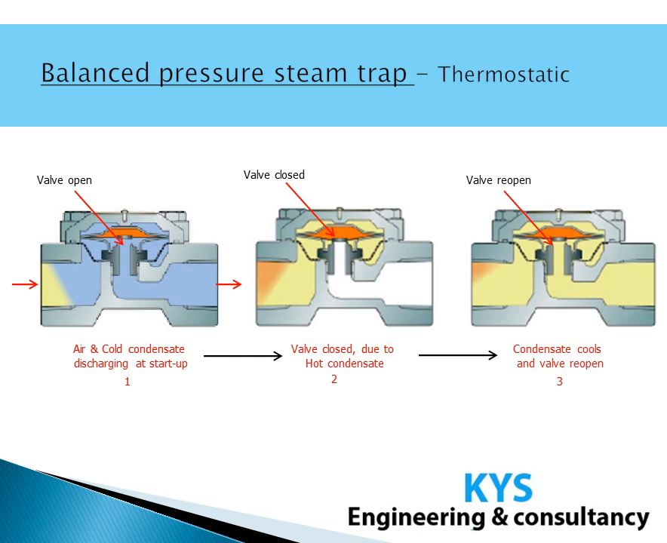Due to heat loss to the surrounding by trap body, the temperature decreases again and capsule element starts contracting, opening the valve and releasing the condensate until it again closes due to hot condensate. So this is how balance pressure steam trap operates.